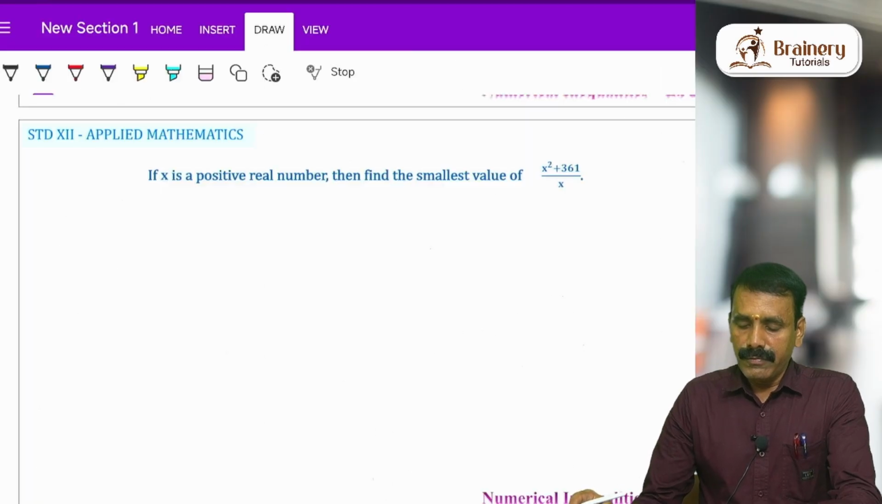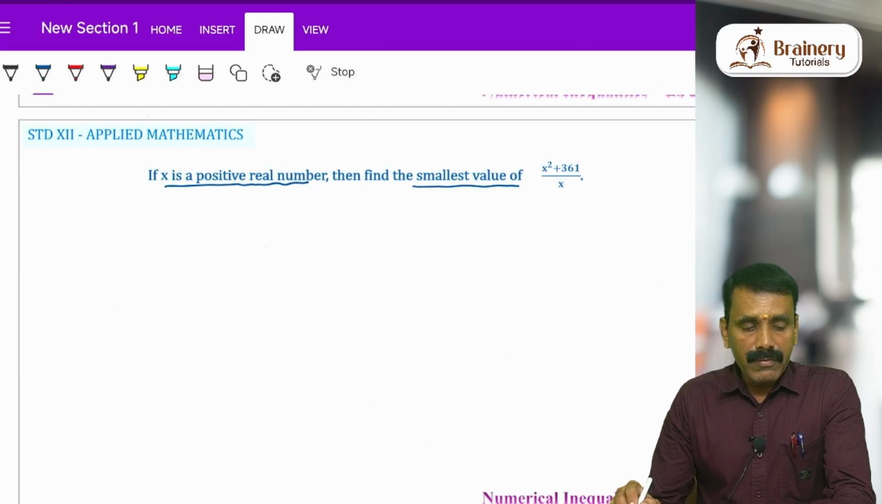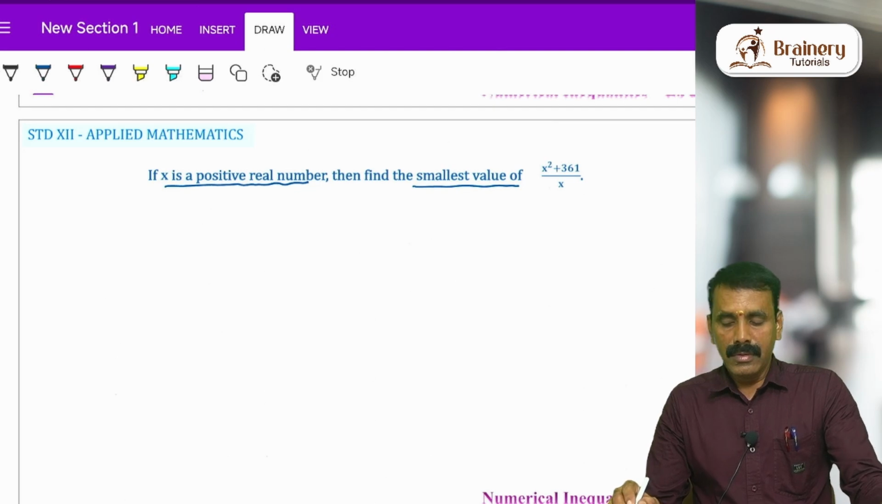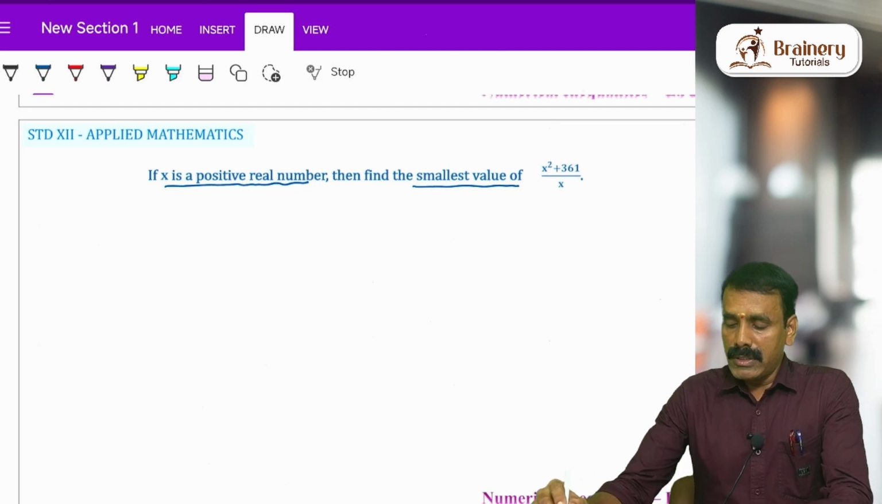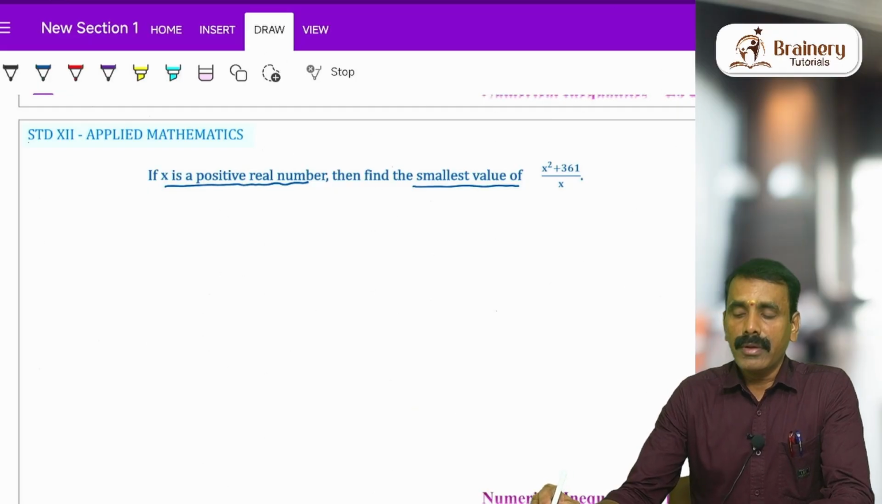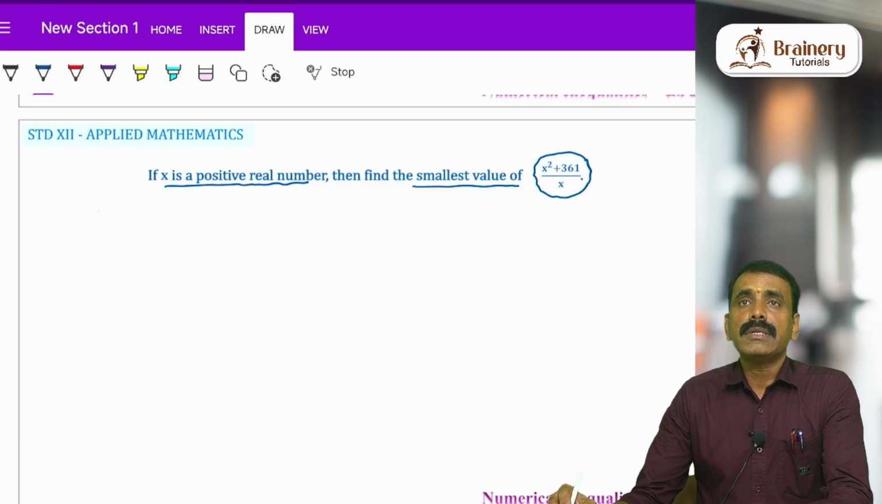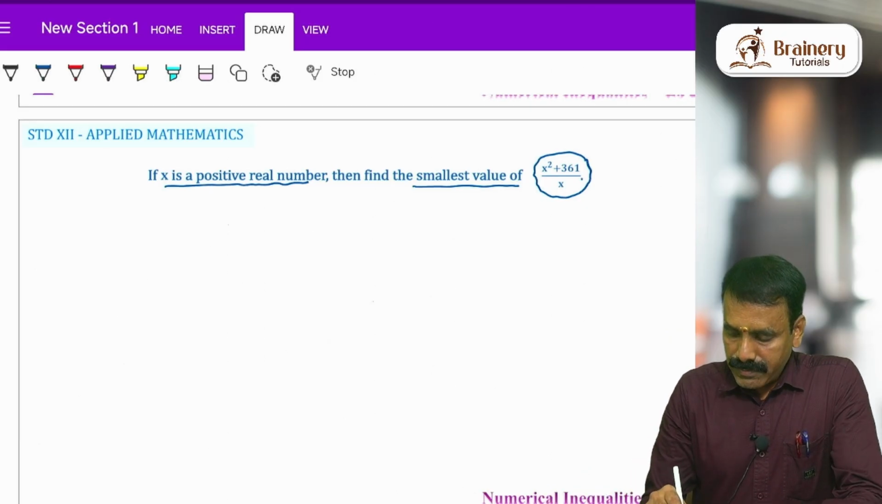Now this is also going to be an application of the AM-GM inequality. If x is a positive real number, then find the smallest value of x square plus 361 divided by x. So how do we apply the AM-GM inequality for this expression? The expression is x square plus 361 divided by x.